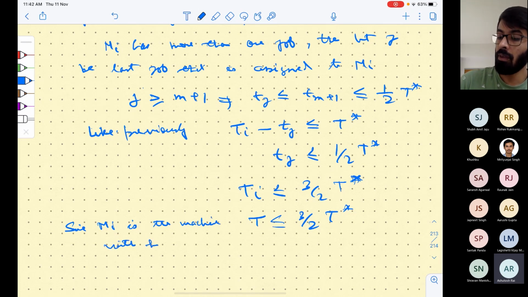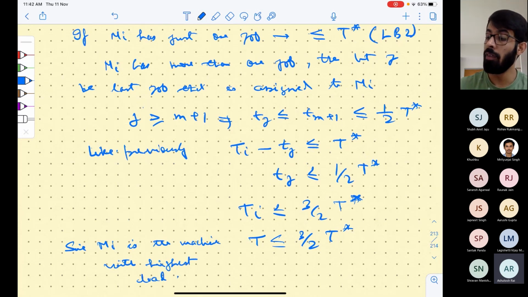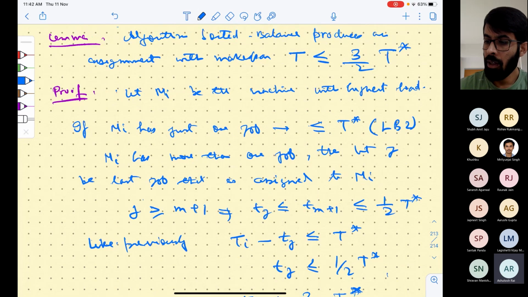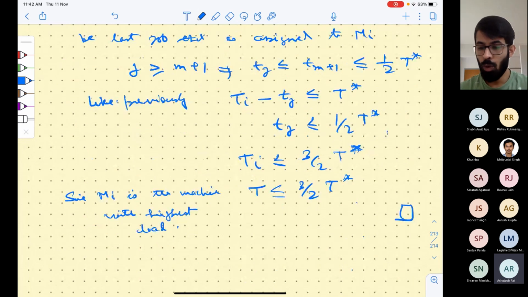So we just did that for the last job, and we got a better bound. We did not compare it to T star. We got a bound for it, which is half T star. And that gave us a better bound for this algorithm. Okay. Good. So these were the two algorithms I wanted to do for Makespan.